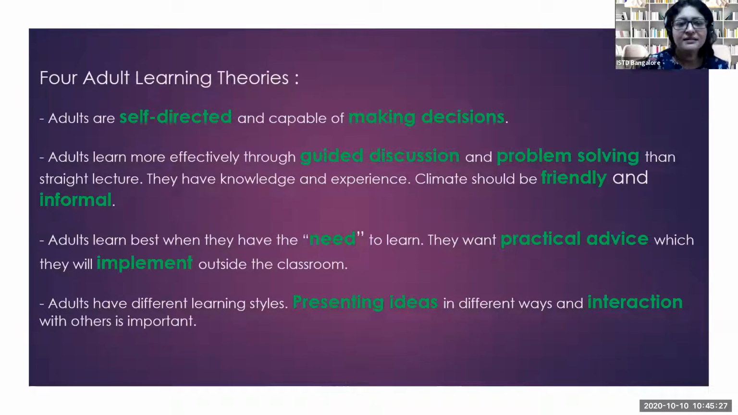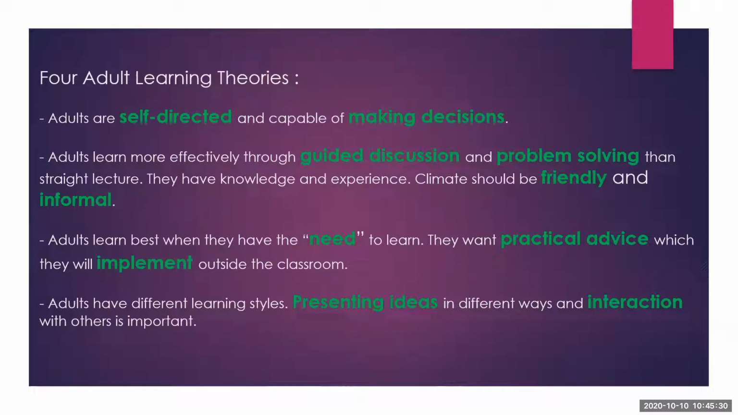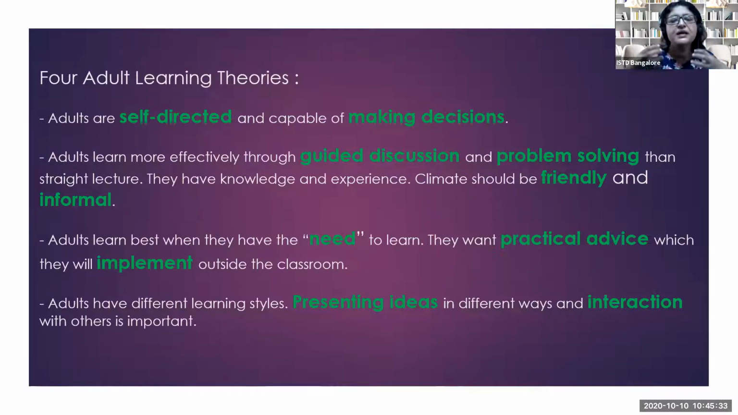Okay, so these are the adult learning theories that most of you are well aware of. However, we have to always bring this together. Adults are self-directed. They're capable of making decisions. They learn more through guided discussion, a more practical approach, and an ambience which is more informal. If you always have a stiff situation, people will not open up. So you have to create an ambience that is more informal, more learner-centric, more free-flowing, more friendly.